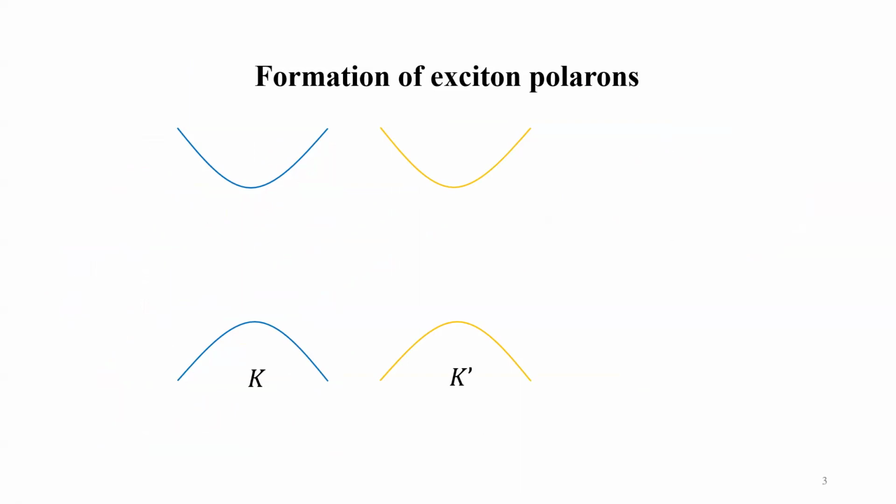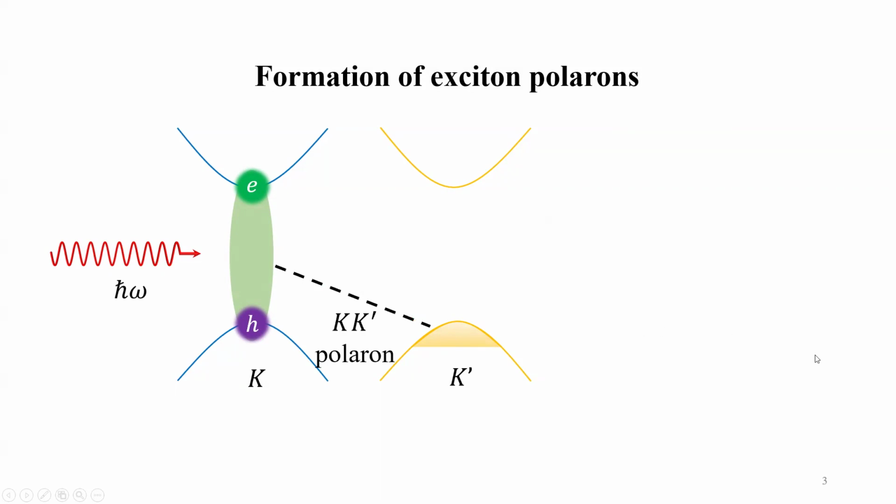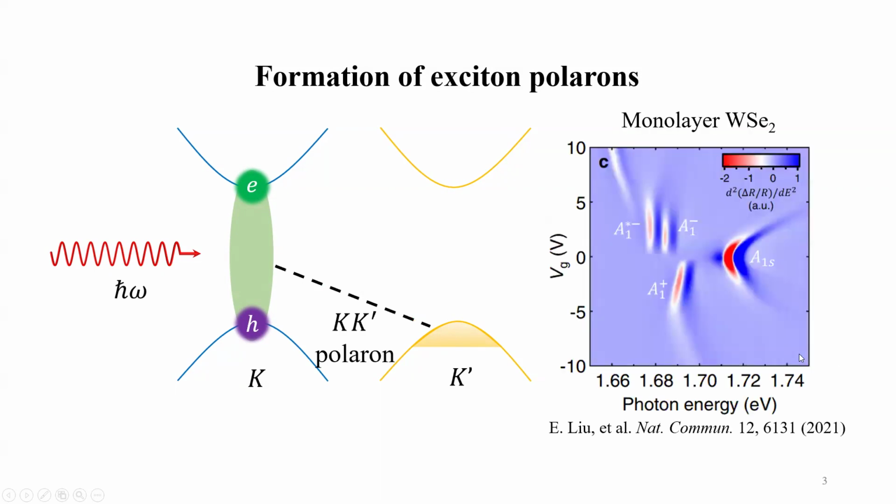So we just take monolayer TMD as an example. For monolayer TMD, we have K and K prime valleys. If we inject light, we create an exciton in the K valley. At the same time, if we dope the system with free carriers, we form a Fermi sea also in the K valley. Then the Fermi sea can interact with the exciton to form this KK exciton polaron. If we measure the reflection contrast map of monolayer WSe2, we get the exciton polarons, and this corresponds to the KK exciton polaron.